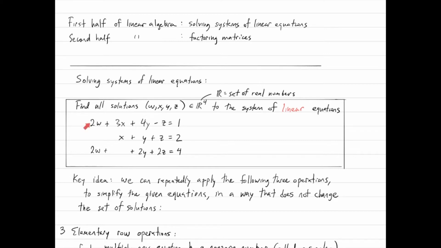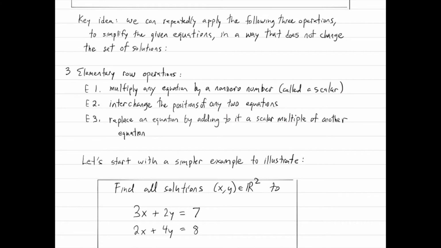Now here I've given 3 equations, but there's 4 variables, w, x, y, and z. And so in fact, there'll be more than one solution. And we have to find all the solutions. The key idea is that we can repeatedly apply 3 simple operations to simplify those given equations in a way that does not change the set of solutions, and that will enable us to find the solutions.